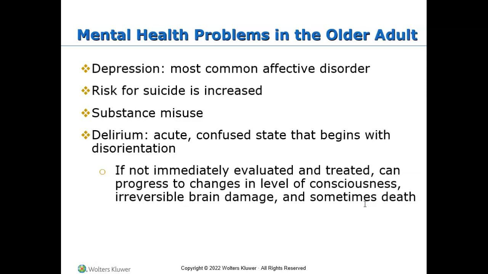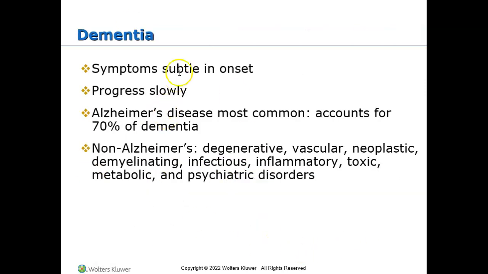So it's a confused state that starts with being disoriented, typically brought on by some type of stressor like an illness. And if they're not immediately evaluated and treated, it can progress to changes in their LOC, or level of consciousness, irreversible brain damage, and sometimes even death.